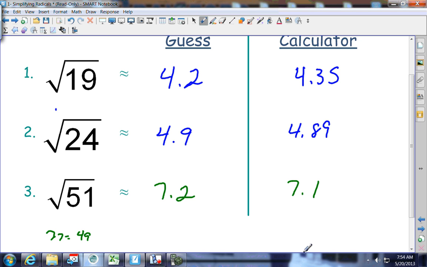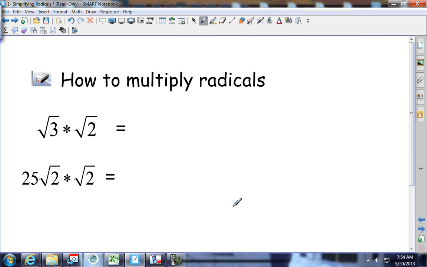Okay. All we're trying to do is estimate, seeing if we can get close to it. Now it says how to multiply radicals. Both of these numbers are underneath the square root sign, right? They're inside the house. Inside the house is 3 times 2. Do any of them have friends to go out and play? No. So multiply them together. What is 3 times 2? 6. You have the square root of 6. That's all it is. If they don't have a partner to go out and play, that's all you can do.